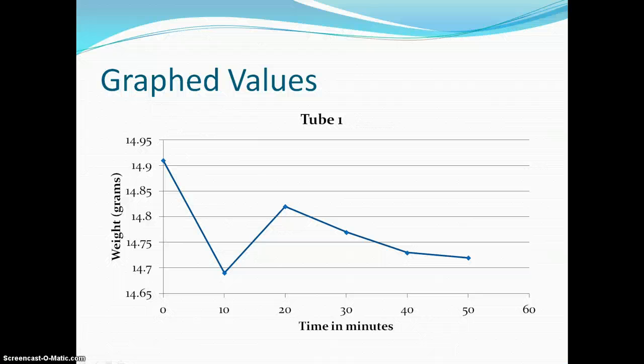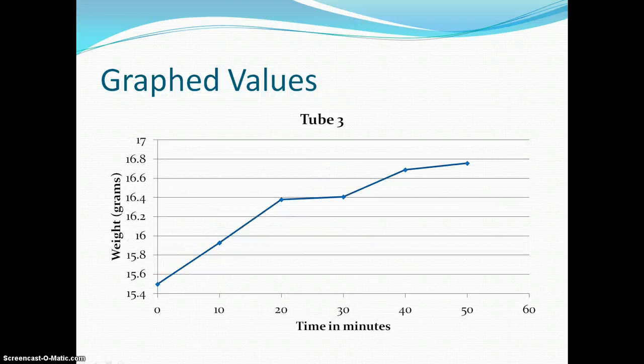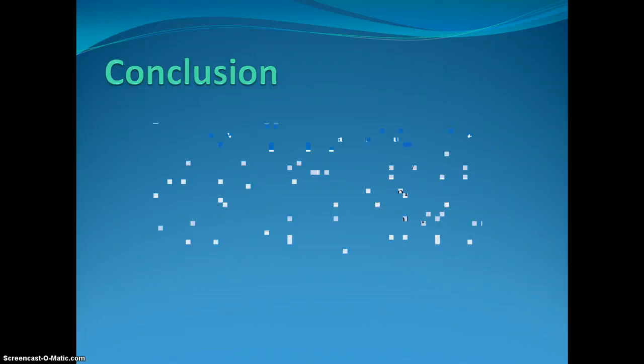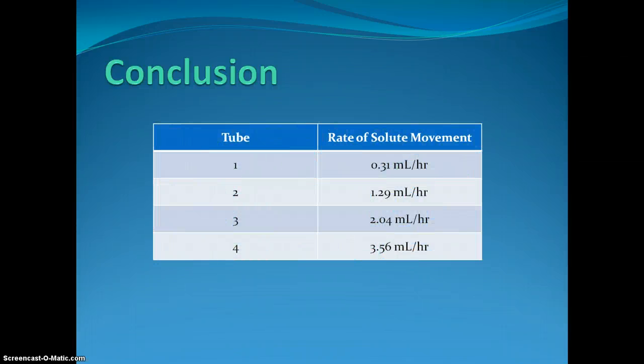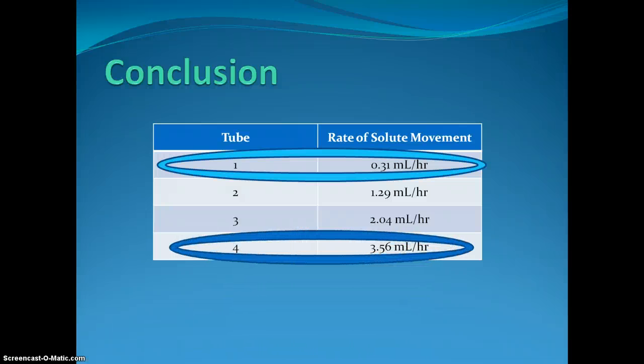So here we have it for tube 1 as it changed over the amount of time. Then tube 2, tube 3, and tube 4. So after compiling this data, we can see that the first dialysis tube with a concentration of 0% sucrose had the lowest rate of diffusion, and the fourth dialysis tube with a 30% sucrose concentration had the highest rate of diffusion.